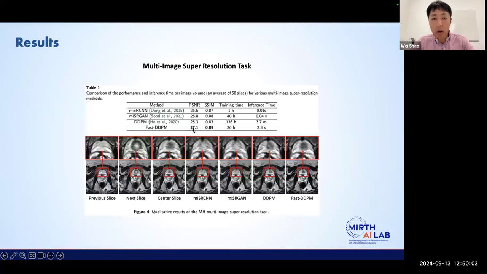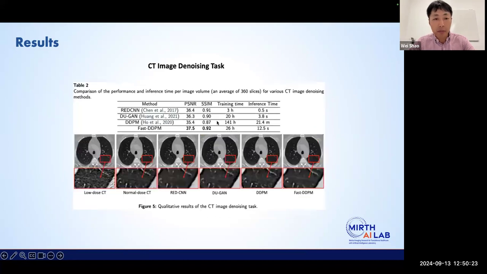We also have quantitative metrics to quantify the quality of the generated images, where higher is better. As we see, our model significantly outperforms existing convolutional neural network based methods, another generative AI called a generative adversarial network, which is a very popular network for generative AI, as well as the original DDPM.